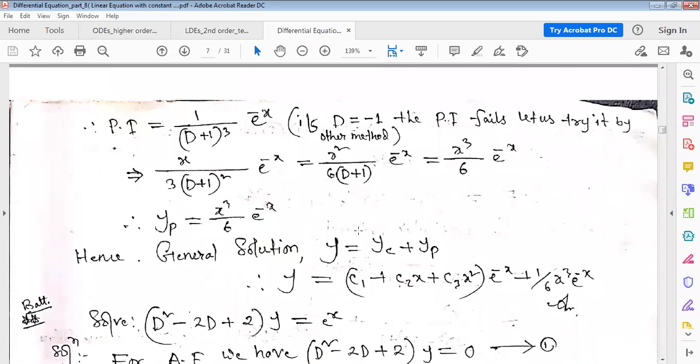Now what will the general solution be? Complementary function plus particular integral. It is (c1 plus c2x plus c3x square) e to the power minus x, and for the right hand side, the particular integral is 1 by 6 x cube e to the power minus x.